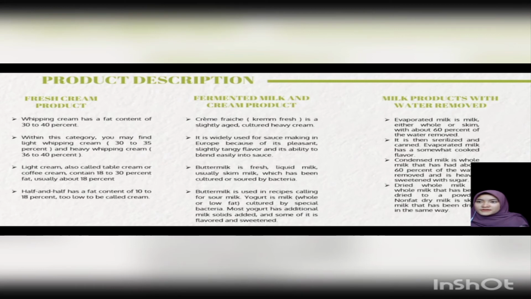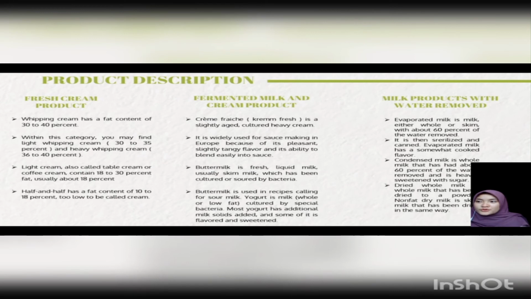Fourth, fermented milk and cream products. Creme fraiche is a slightly aged, cultured, heavy cream. It is widely used for sauce making in Europe because of its pleasant, slightly tangy flavor and its ability to blend easily into sauce. Buttermilk is fresh liquid milk, usually skim milk, which has been cultured or soured by bacteria. Buttermilk is used in recipes calling for sour milk. Yogurt is milk, whole or low-fat, cultured by special bacteria. Most yogurt has additional milk solids added and some of it is flavored and sweetened.